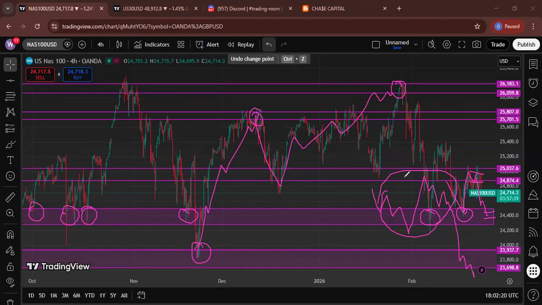Okay. So I want to see a push to the downside to 24,400. Then if we break below, we come down to these areas of 24,000. So we have that. Let's wait and see how price reacts to that.